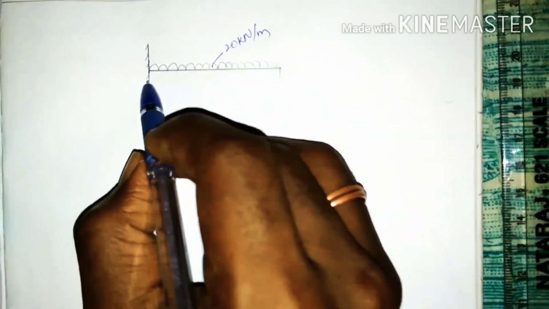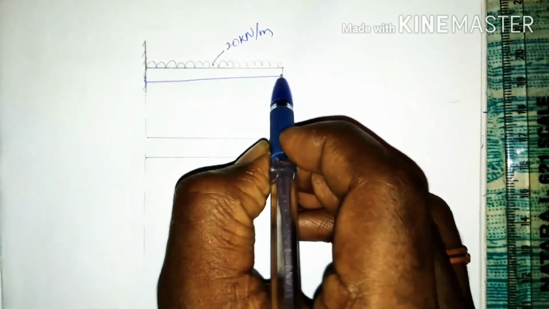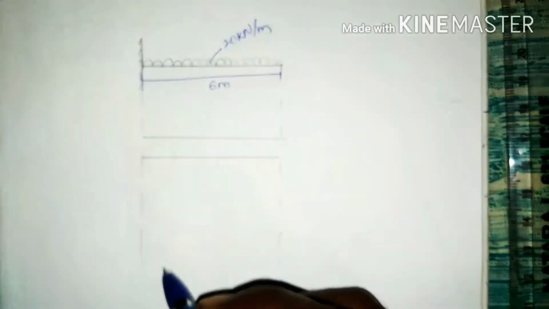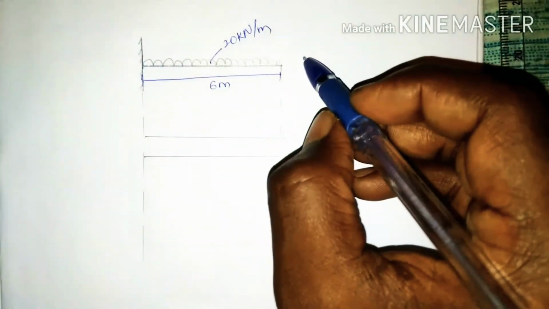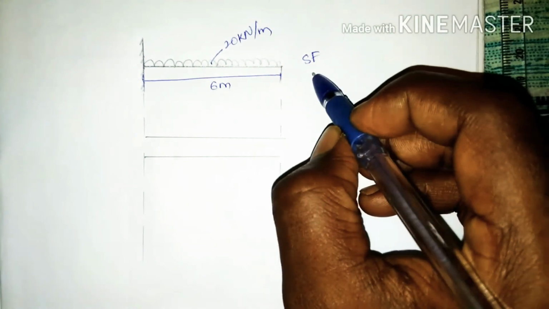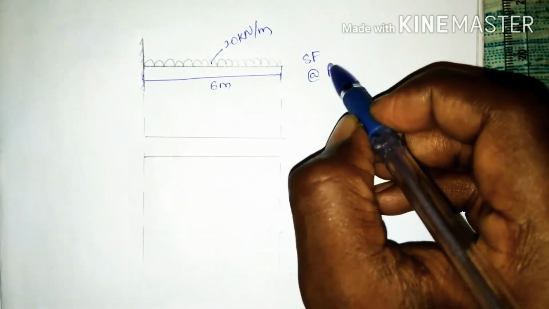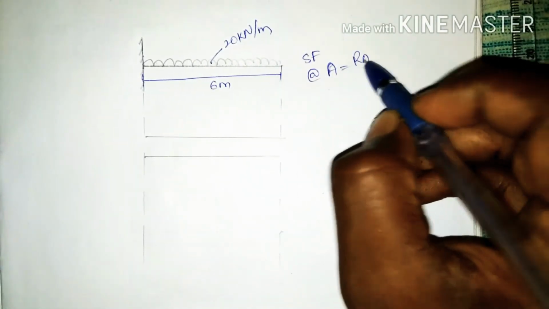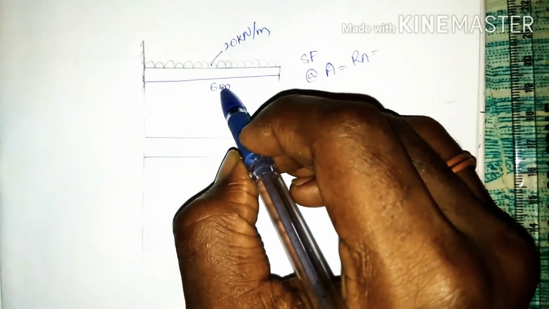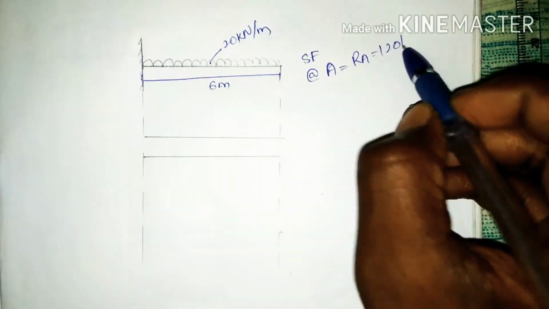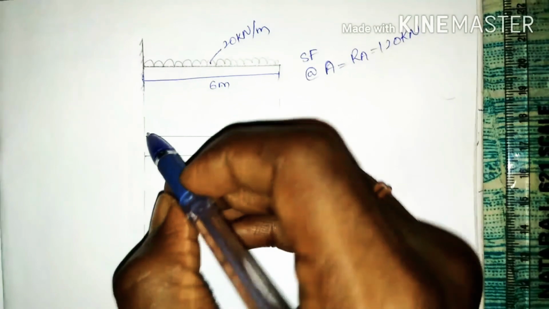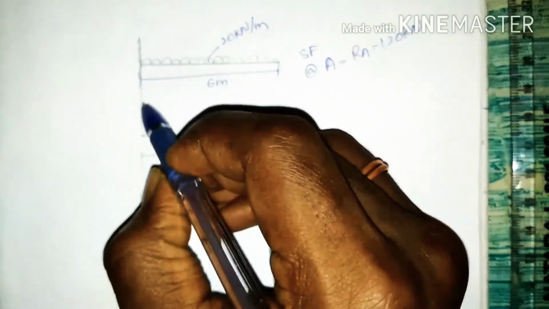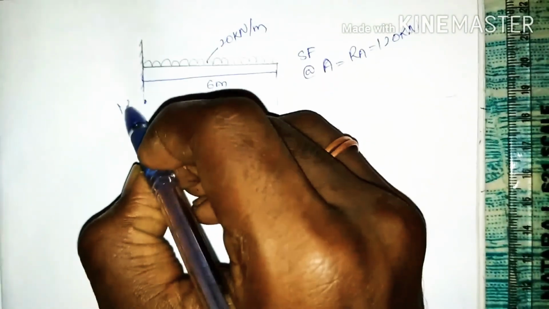This is a UDL, that is 20 kilonewton per meter. The span of the beam is 6 meters. Here we are having the shear force calculations. At A, the shear force is equal to the RA value, 20 into 6, that is 120 kilonewtons. The value is going to rise up to the point 120. Here it is my 120.